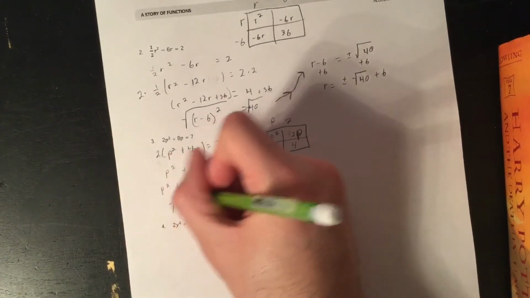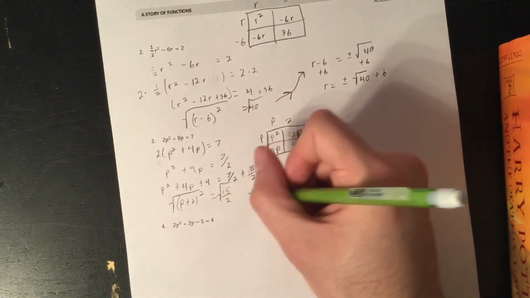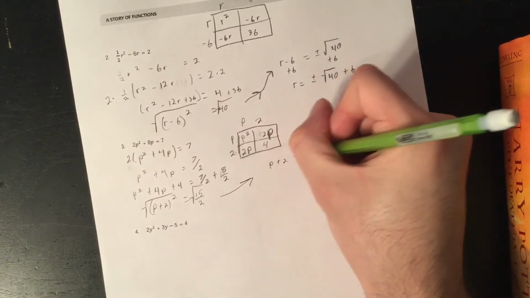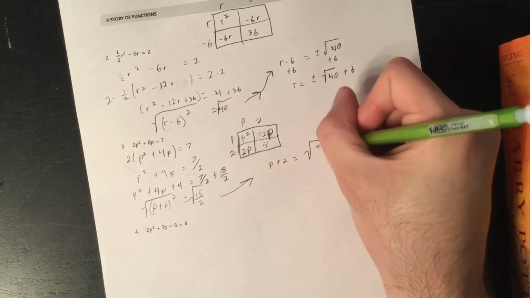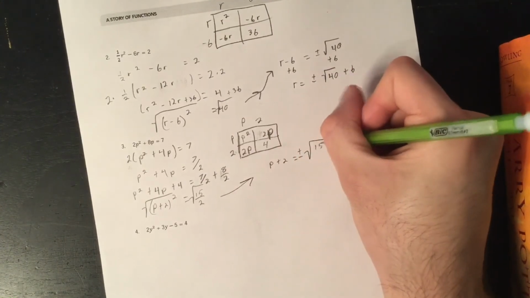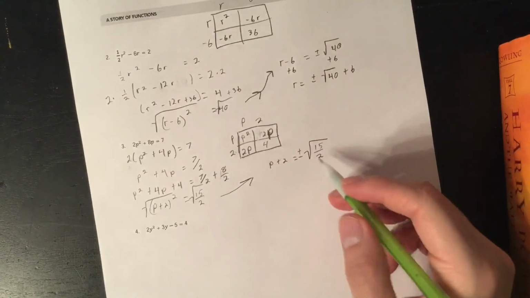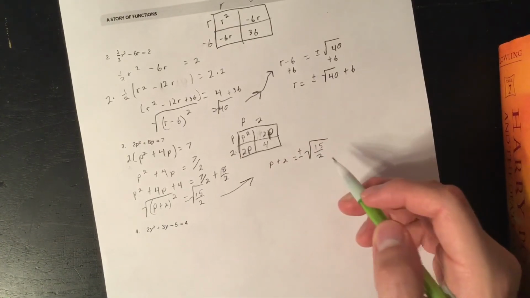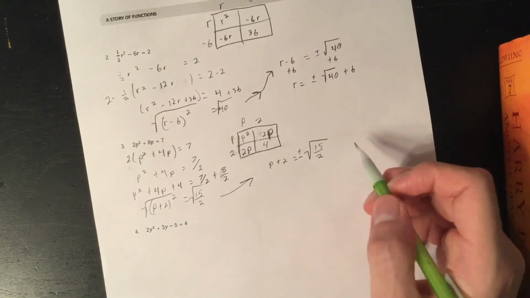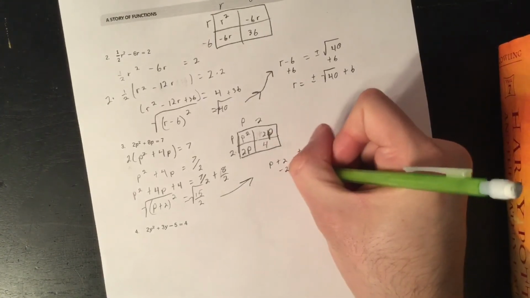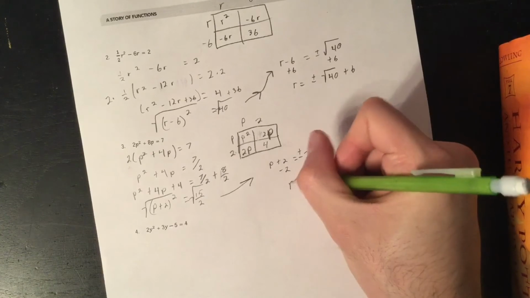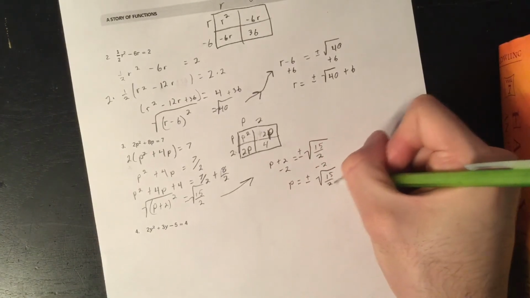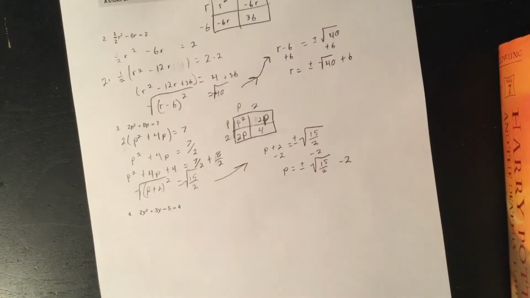So then the next step is square root each side. So you're going to get p plus 2, that's going to equal the square root plus or minus of 15 over 2. Again, if you wanted to write out 7.5, you could do that for that as well. Square root of 7.5. So subtract 2 from each side, and you get p equals plus or minus square root of 15 over 2 minus 2.